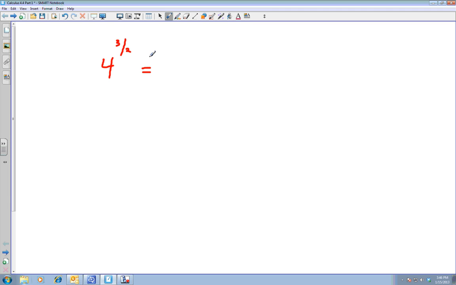Okay, here's how I always think about it. I always look at my bottom number first. The 2 means take the square root of 4. If it were, let's say, to the 2/3, my bottom number is a 3. That means take the cubed root of 8. So if I take the square root of 4, that's 2, and then I need to cube it. So 2 cubed is 8.